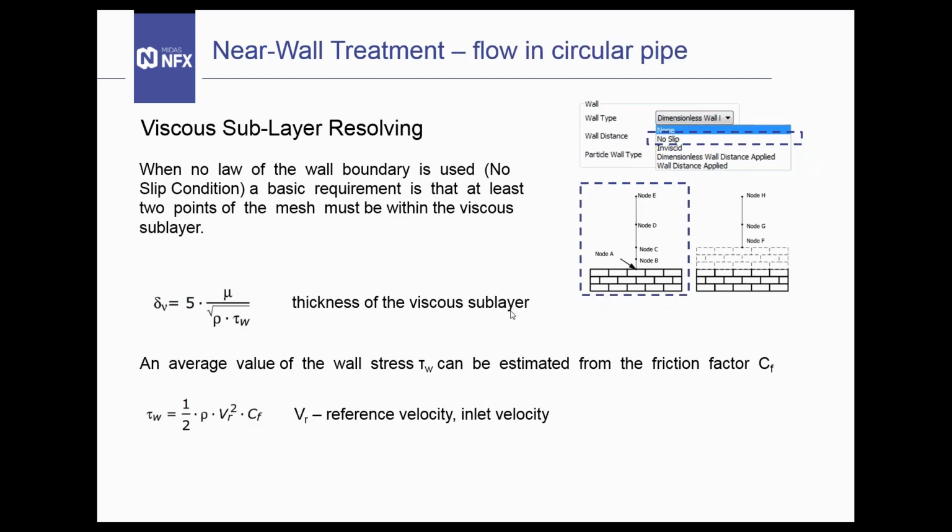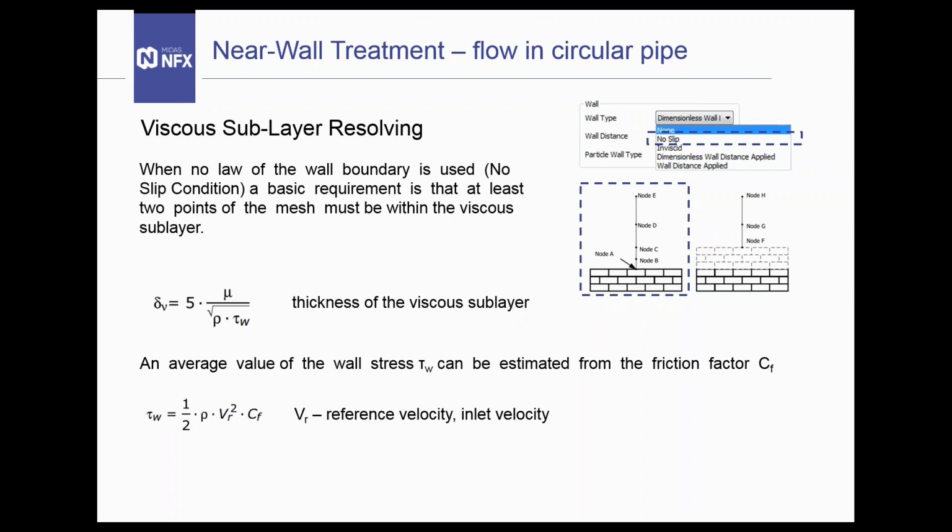So the second approach is related to resolving the viscous sublayer, and in that case I'm using an example of simple fluid flow in a circular pipe. In situations where there is no law, or it is our decision that we cannot use the law of the wall, we have to create our mesh manually. So first of all, we have to assume, we have to guess, we have to have the thickness of the viscous sublayer.